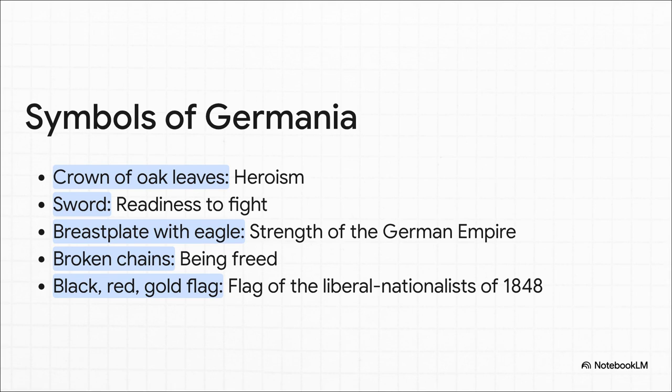I mean, let's decode this. Every little detail is a message. The crown of oak leaves stands for heroism. The sword means she's ready to fight. But look closer. Look at the flag she's holding. That's the black, red, and gold of the failed liberal revolutionaries from 1848. It was a genius move, really, blending the old dream of liberty with the new reality of military might.